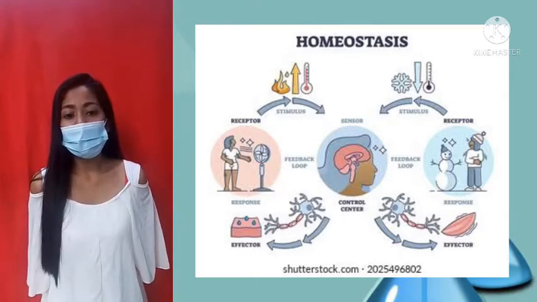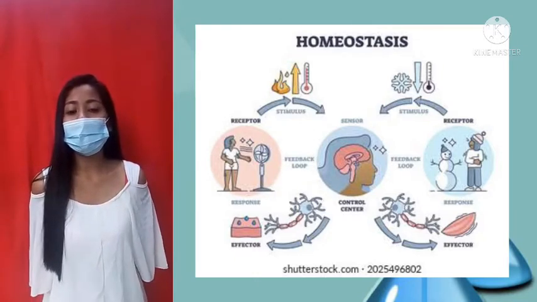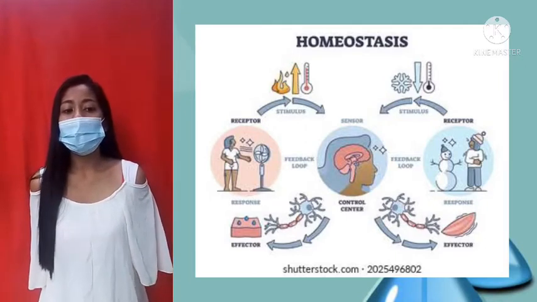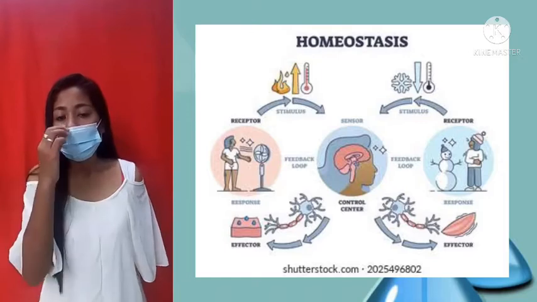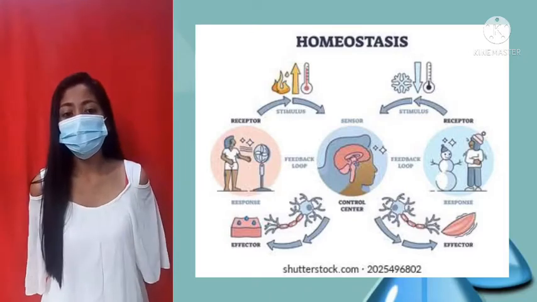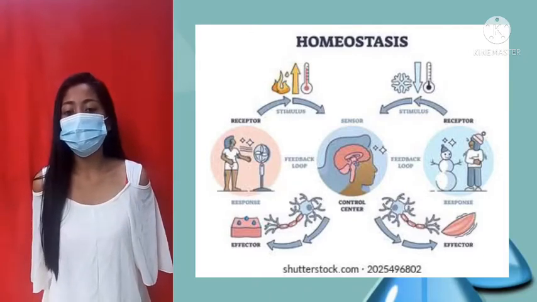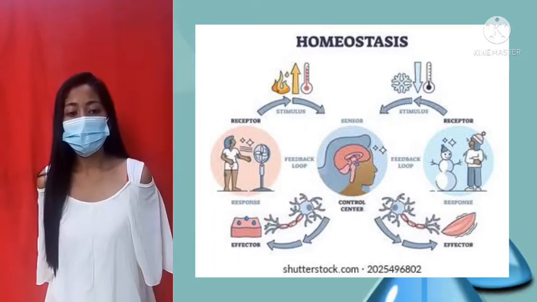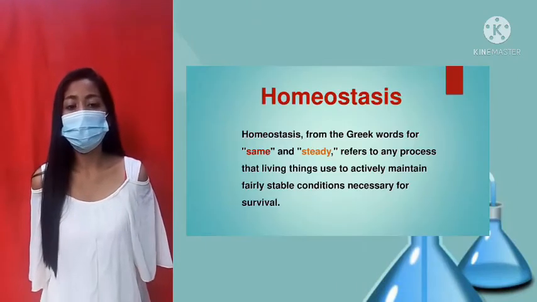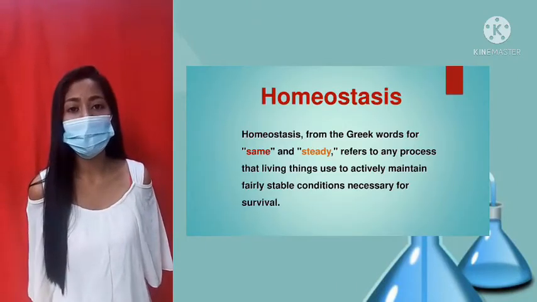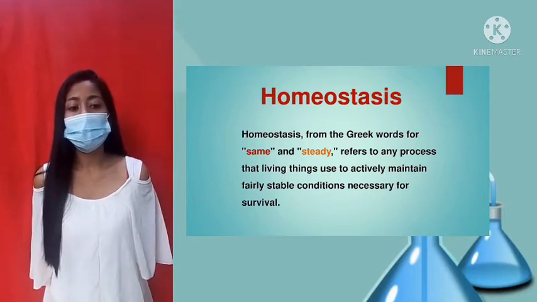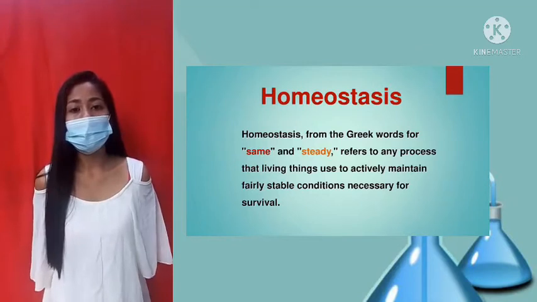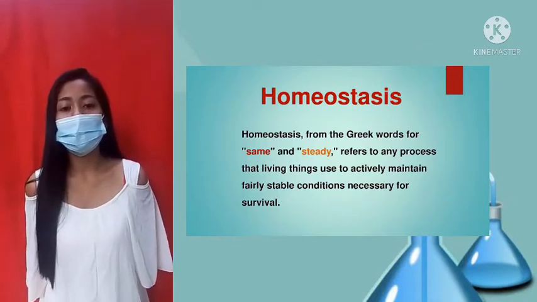Homeostasis is a property of cells, tissues, and organisms that allows the maintenance and regulation of stability and constancy. To function properly, homeostasis is a healthy state that is maintained by constant adjustment of biochemical and physiological pathways. Homeostasis came from the Greek words for same and steady. It refers to any process that living things use to actively maintain fairly stable conditions necessary for survival.